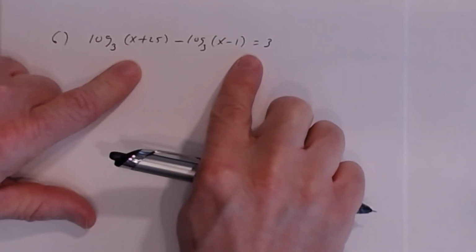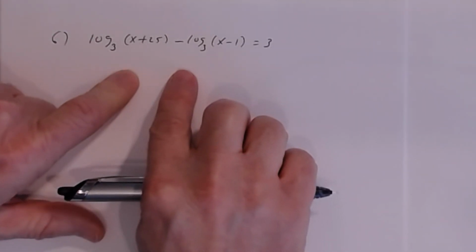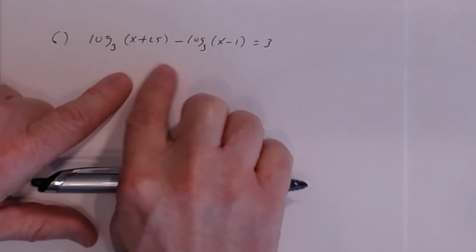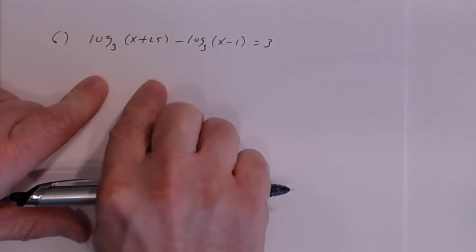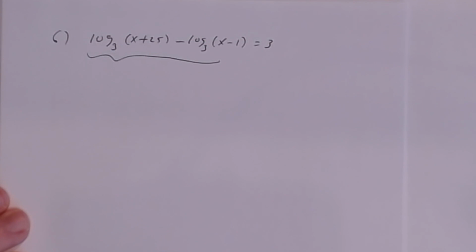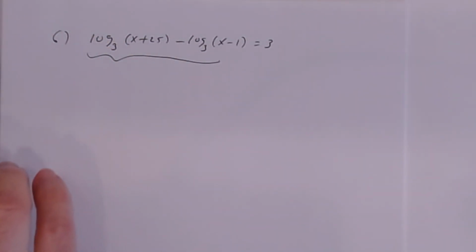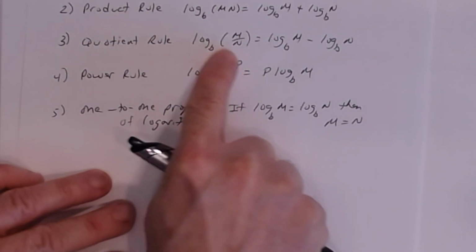So to solve a log equation, you want to try and change it to an exponential. Well, to change it to an exponential, you have to have a single logarithm. That's not what you see here. So you want to rewrite this as a single logarithm now. But notice you have a subtraction here. So remember, subtraction becomes a quotient. So you can use the quotient rule.